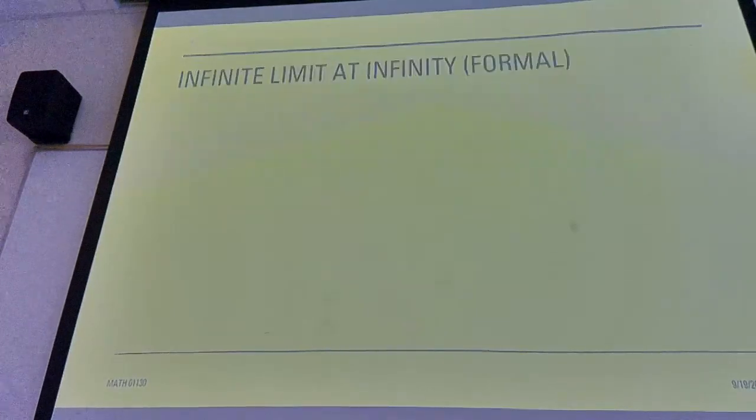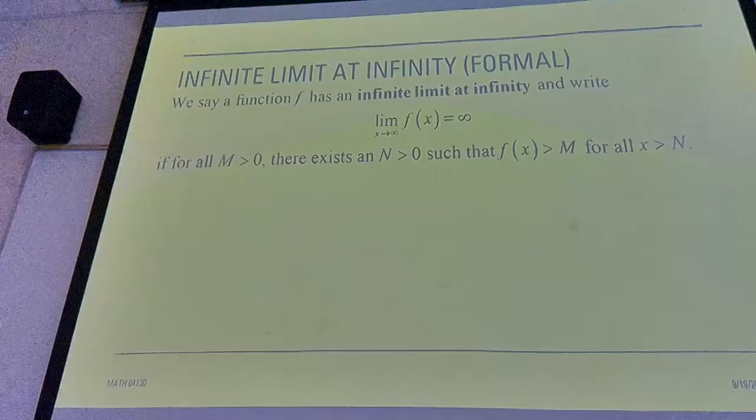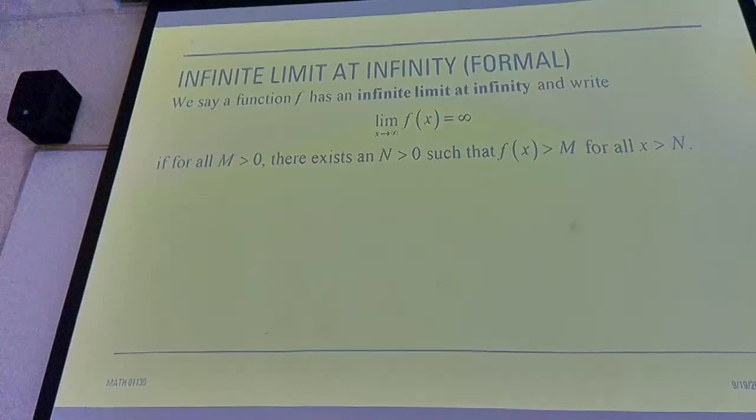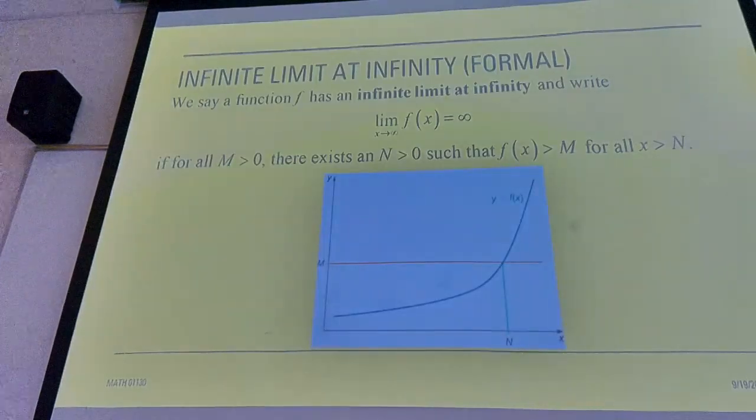Now for the infinite limit at infinity. F has an infinite limit at infinity if for all M greater than 0 there exists an N greater than 0 such that f of x is greater than M for all x greater than N. So it just combines the definitions, the epsilon N definition that we just looked at, and the definition for an infinite limit that we looked at previously. Again, all it's saying is that f of x is increasing without bound.